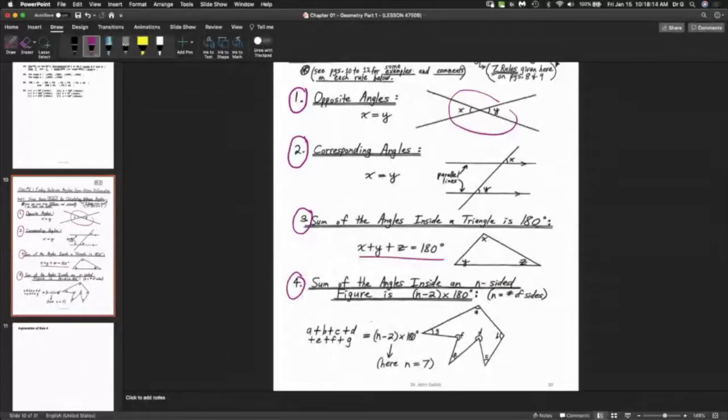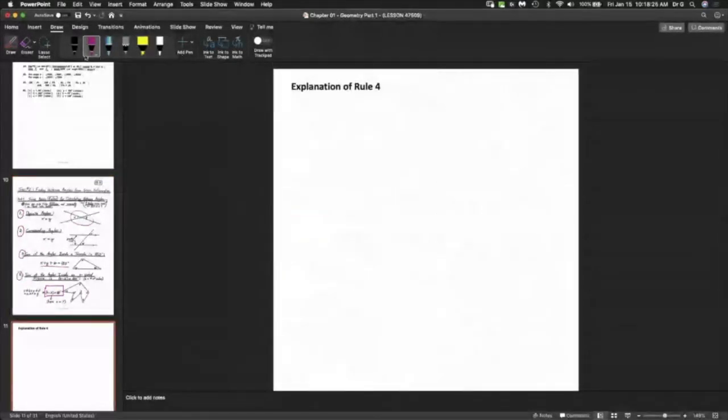The formula is actually this: n minus 2 times 180. But I don't like just throwing formulas at people. I want to actually explain to you why that is the case. So I'm going to show you how that works here. If you're doing this in a notepad or something, you can jot this down with me.